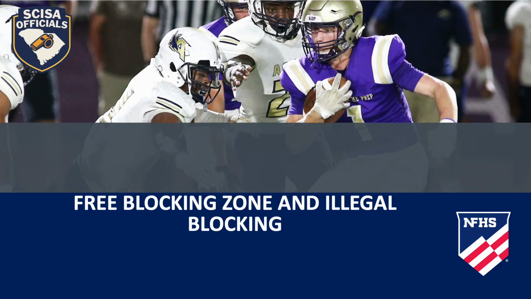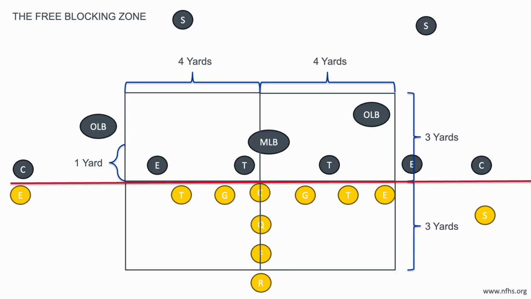In this video, we will discuss the free blocking zone and illegal blocks. The free blocking zone is the rectangular area that extends laterally 4 yards from either side of the spot of the snap and 3 yards behind each line of scrimmage. A player is considered to be in the free blocking zone when any part of his body is in the zone at the snap. The free blocking zone disintegrates once the ball has left the zone.